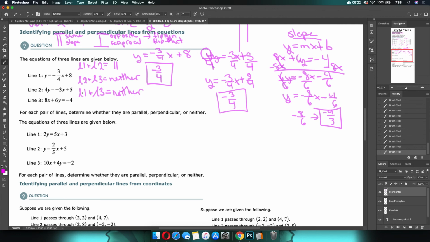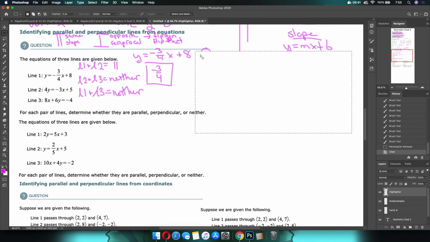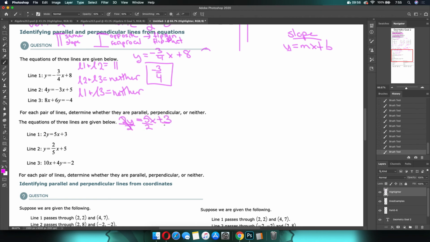And you can start to see, look at all of the work I did just for one problem. It's not hard, it's just long. And that's what happens for the next topic in particular. None of the work is hard, it's just long. So let's look at our next problem. I'll erase some of this to give myself some space. There. All right. So what do we have? Our first one is 2y equals 5x plus 3. All right, divide by 2, divide by 2, divide by 2.